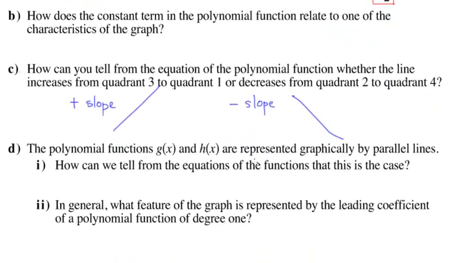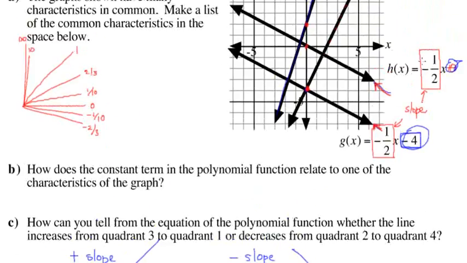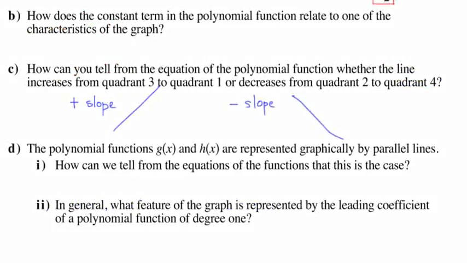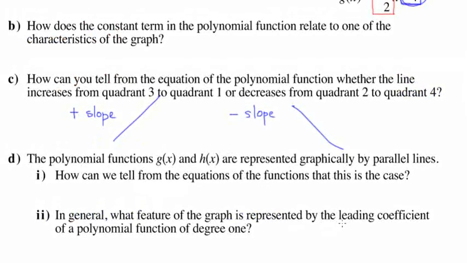The polynomial functions g of x and h of x are represented by parallel lines. How can we tell from the equations that this is the case? We saw that as well. Their slopes match. If two lines have the same slope, it means they're going in the same direction. They should end up parallel. So in general, what feature of the graph is represented by the leading coefficient? The slope, which is the direction the line goes in.